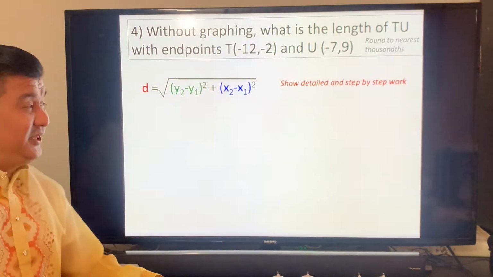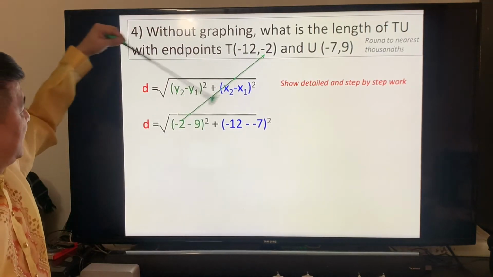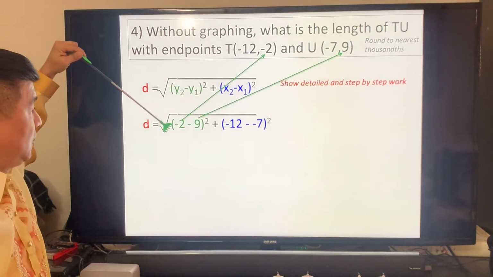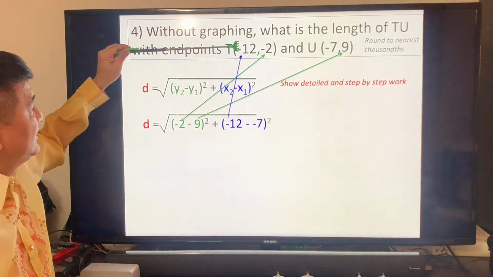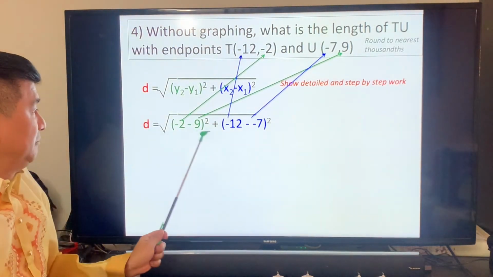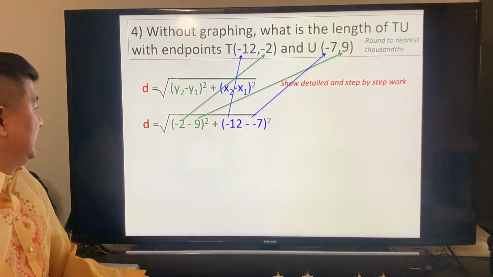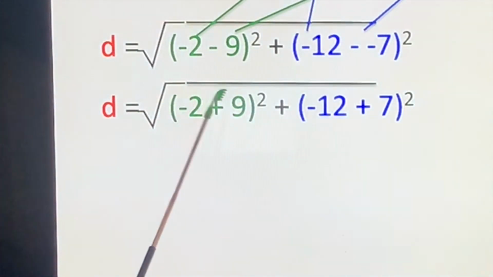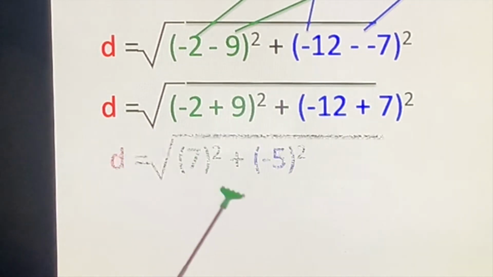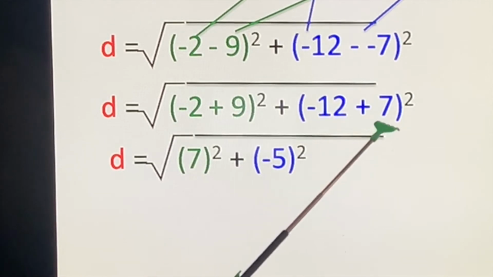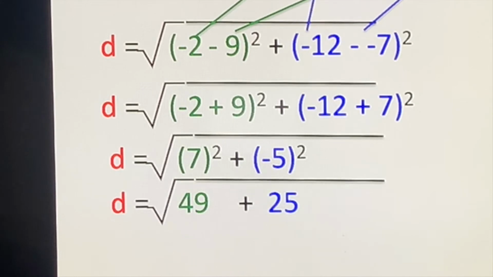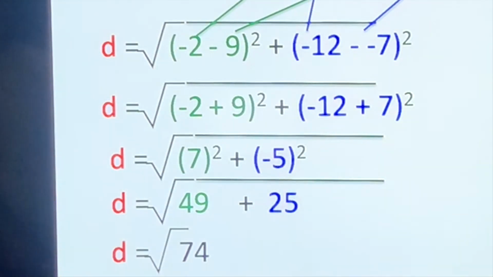Okay, ready for the answers? Here we go. Negative 2 came from here. 9 came from there. They are the y coordinates. This one is a negative 12, and that came from there. Subtract them, but remember, keep change opposite. So that becomes negative 2 plus 9, negative 12 plus 7. We could add these two, that becomes a 9. Add these two, that becomes a negative 5. Square them, 49 plus 25, and then you'll get 74.